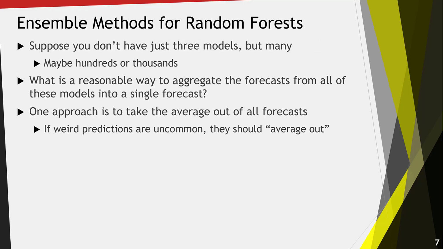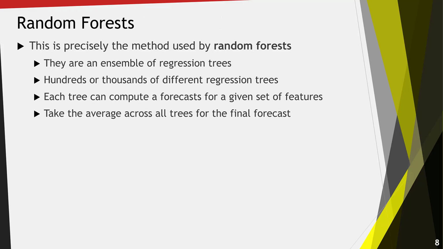Suppose, though, that you don't just have three models, but many, maybe hundreds or thousands. What's a reasonable way to aggregate the forecasts from all of these models into a single forecast? One approach would just be to take the average of all the forecasts. If weird predictions from individual models are uncommon, they should average out against the not weird predictions from all the other models. This is precisely the ensemble method used by random forests.